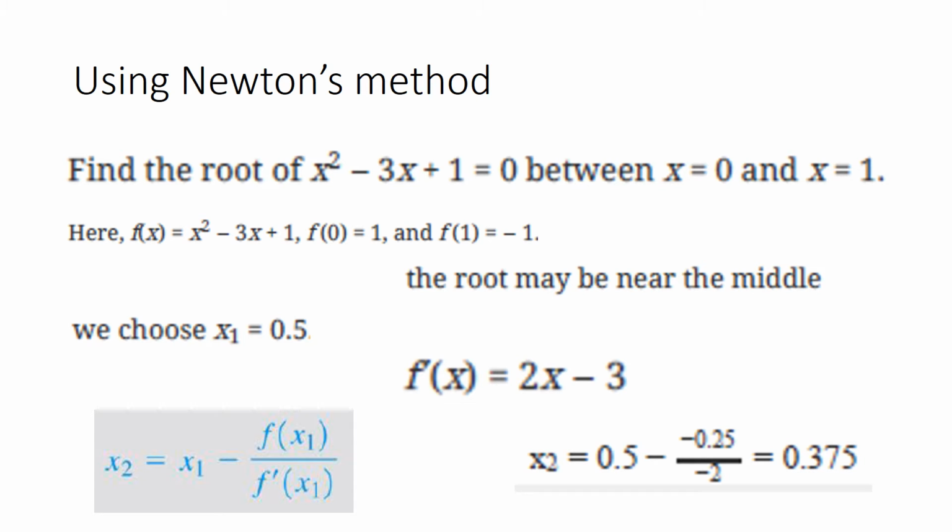My second guess is going to be my original guess minus some increment: f of x evaluated at x equals 0.5, over f prime of x evaluated at x equals 0.5. So I plug in 0.5 into my equation, and I get negative 0.25. And then I plug in 0.5 into my derivative, and I get negative 2. Solving the problem, I find that a better guess would be 0.375. I can keep repeating this, getting closer and closer to the answer until I'm as close as I care to be. And that's pretty much Newton's method.